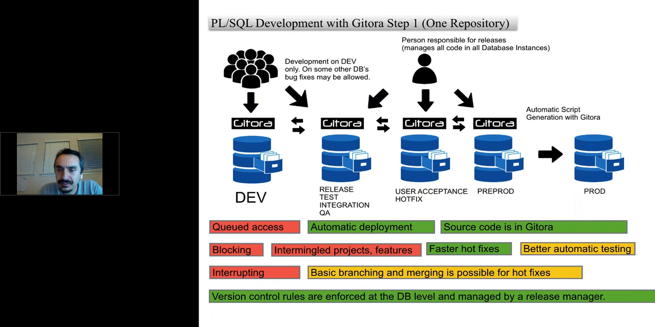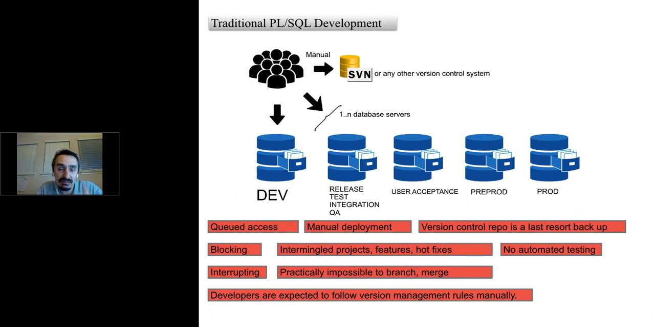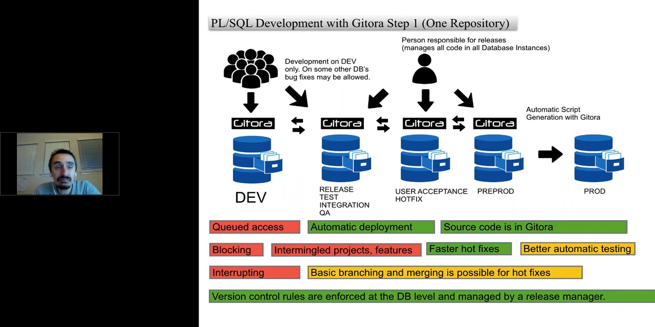Konstantinos has a question. On this slide, the red color, for example, at queued access, what does it mean? Oh, the red is not good. In these 3 slides, red means not good. Yellow is so-so, we got something going on. Green is good. So in the previous slide, everything was red, not good. We can't do any of these things. Like manual deployment is bad. Intermingled projects, features, hotfixes is bad. No automatic testing is bad. But here, queued access, we still have queued access, bad.